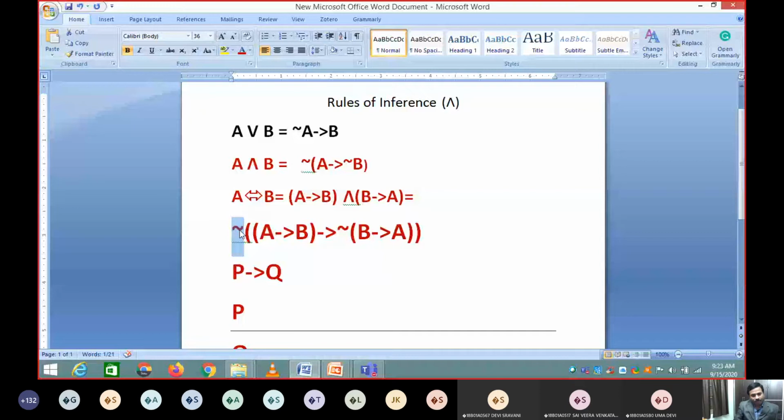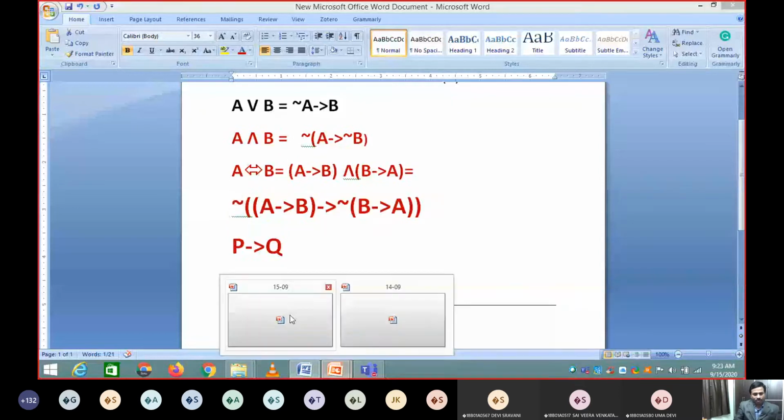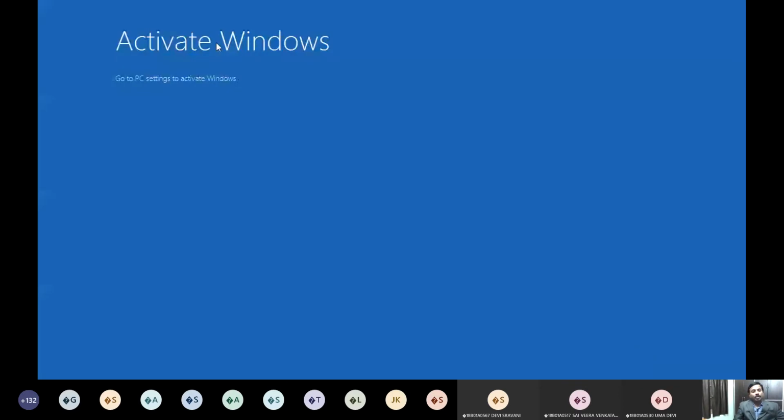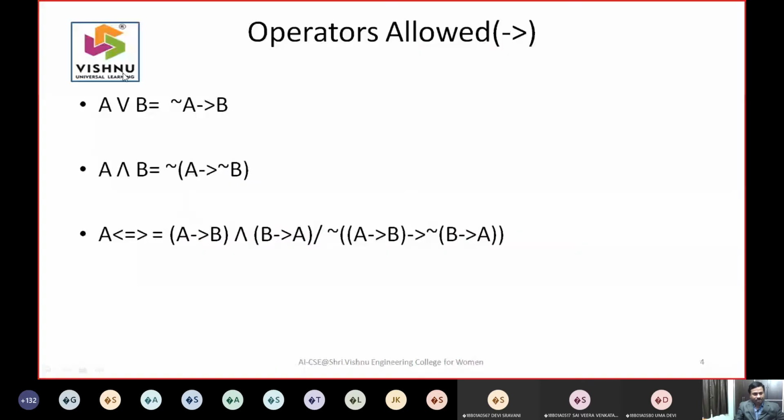So the first part of the class is very important. If you summarize what you have discussed, this is what it is. The operators that are allowed are implication and negation. These three rules that I have taken directly from your textbook are very important. This is how you represent OR in terms of implication. This is how you represent AND in terms of implication. This is how you represent the biconditional in terms of implications.